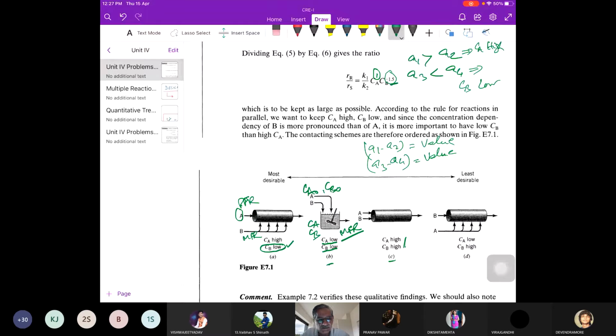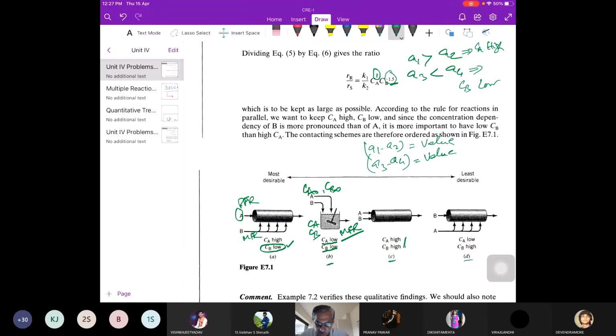समझ में आया क्या? देवेंद्र दीक्षित. Anybody has any questions, please ask now. This is an important concept, you should understand this. ठीक है, अगर क्वेश्चन नहीं है तो let's move on.